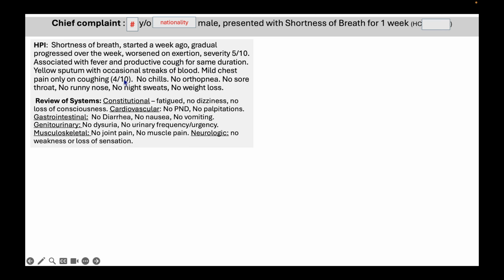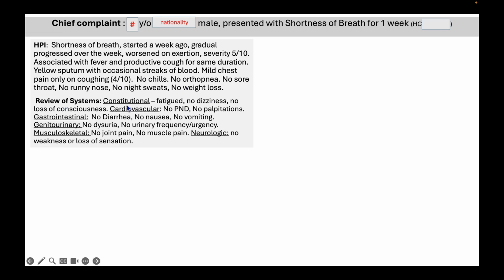Okay. And then you have to write the pertinent negatives. So no chills, no orthopnea. Orthopnea is a sign of heart failure. No sore throat, no runny nose; these are URTI symptoms, upper respiratory tract infection symptoms. Night sweats, weight loss: this could be TB, it could be a malignancy. So these are important red flags to ask about.